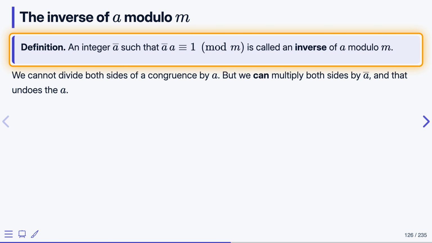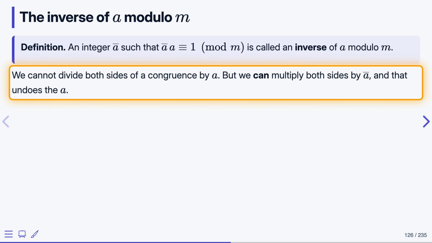Now the key tool for solving these. An inverse of a mod m is a number we write as a bar. It has one job. a bar times a is congruent to 1, mod m. Think of it as the reciprocal, but for clock arithmetic. Why do we want it? Because to solve a times x is congruent to b, we cannot simply divide by a. Division is unsafe, as we saw. But we can multiply both sides by a bar, and that cancels the a on the left. Multiplying is always allowed.